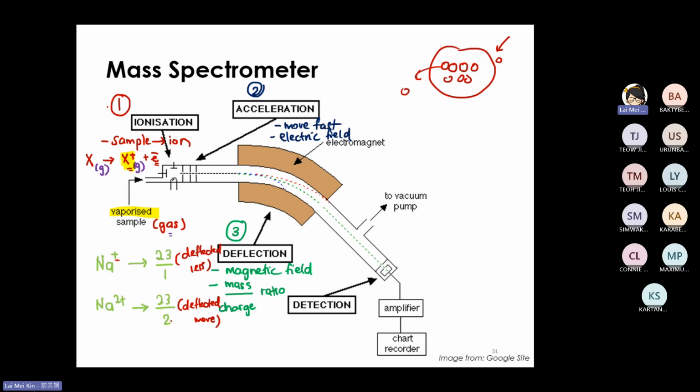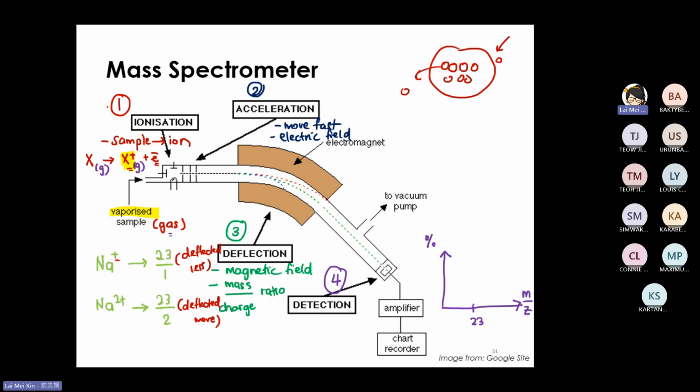So, mass over charge ratio. And then we have the last one, stage number 4, the last stage, which is detection. Detection is whereby it's going to be detected as a graph. This graph, I believe you will be very familiar with. I have the percentage, and here I have the mass over charge ratio. For example, I detect sodium positive. Each time a sodium positive hits, mass over charge is 23.